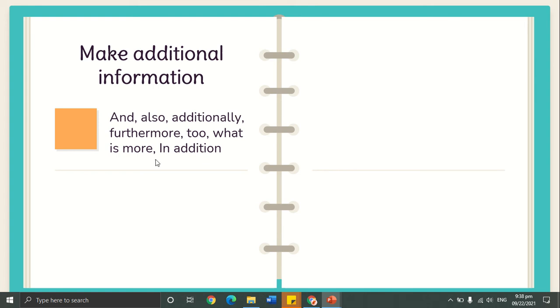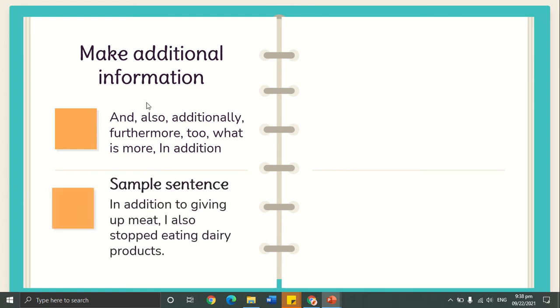Let's see the example. In addition to giving up meat, I also stopped eating dairy products. So the first idea presented was that the speaker stopped eating meat. To add to that idea, the speaker also said that he or she stopped eating dairy products, therefore she used two transitional devices. In addition to, and also. No? Let's see the next one.